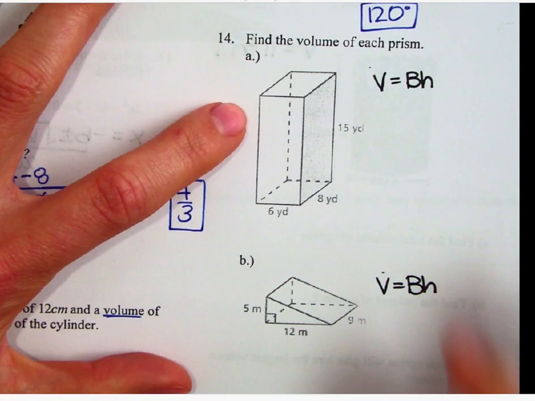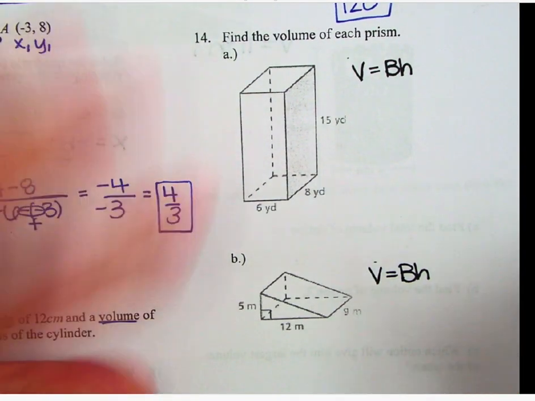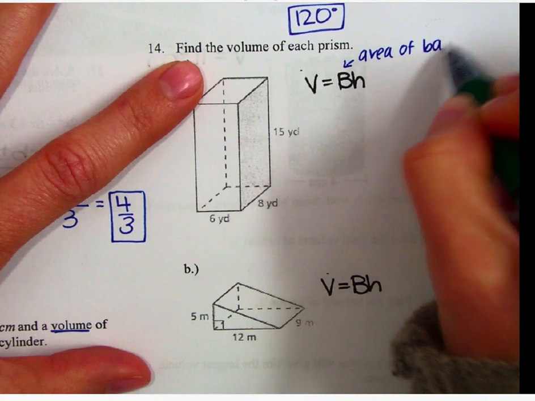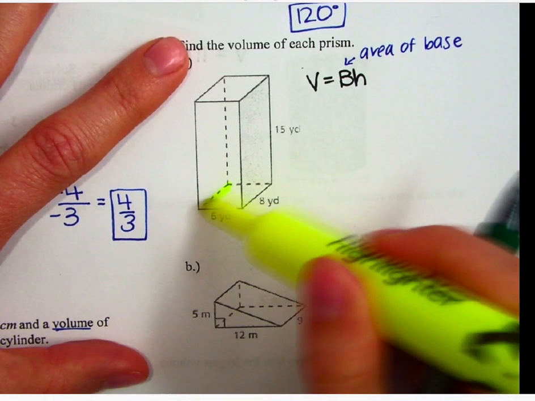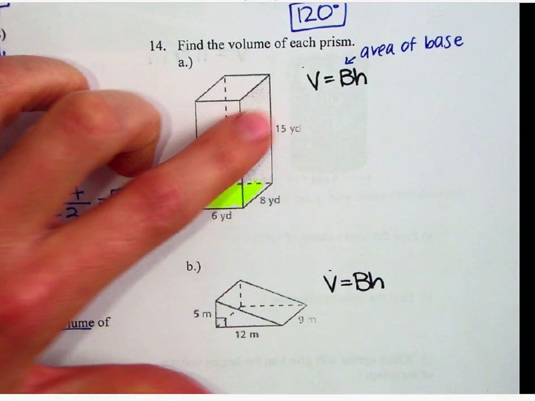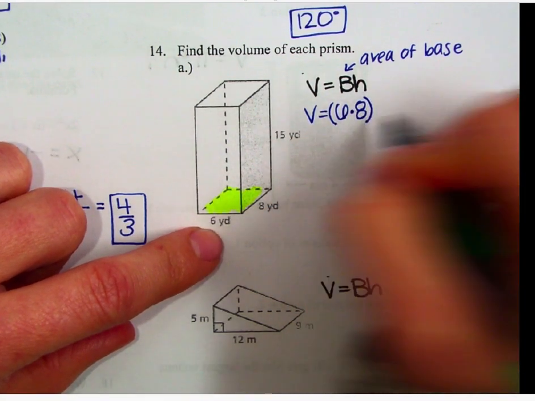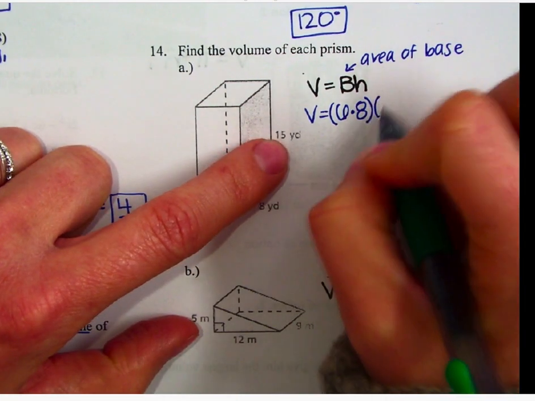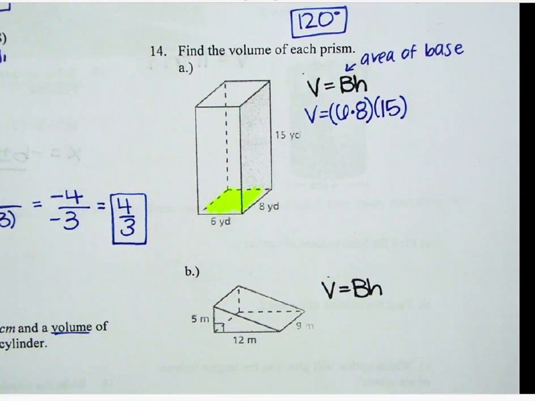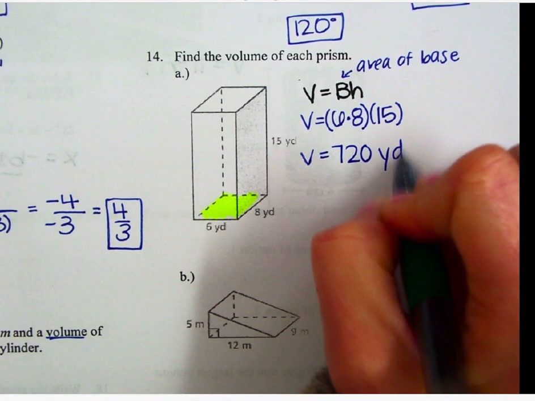For number 14, we're going to find the volume of each prism. So we have a rectangular prism and we have a triangular prism. Each of the prism formulas are read as the area of the base times the height. So if you look at the base here, you would just multiply 6 and 8 to find the area of the rectangle and then multiply by the height. So area of the base would be 6 times 8, since that's a rectangle, and then we would multiply by 15. So in the calculator, 6 times 8 times 15 gives us 720 cubic yards.